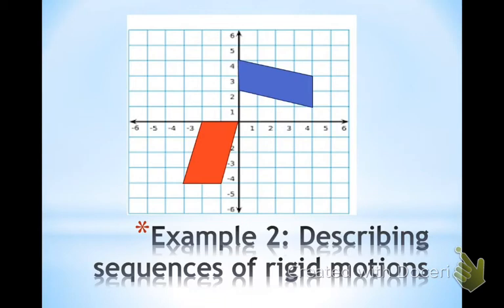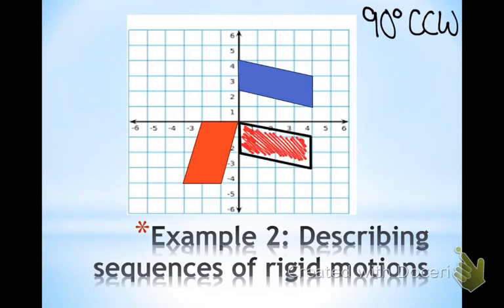Guys, you've got to kind of visualize this, but if you turn the red figure 90 degrees counterclockwise, now it's facing the same direction. All right, and I'll show you on the graph. If you turn it 90 degrees counterclockwise, and you know that's CCW, now it's facing the same direction as the blue figure, but is it in the same location yet?